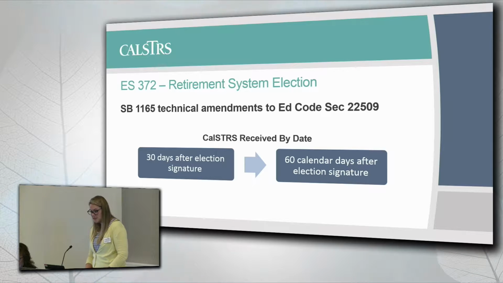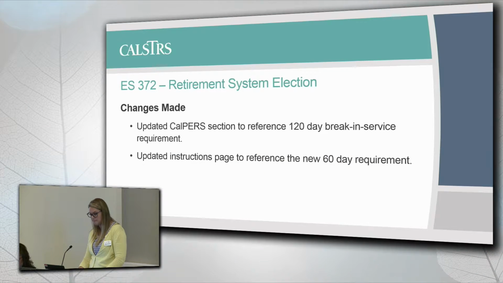So SB 1165, that was our housekeeping bill this last year, did make some amendments to Education Code 22509. That's the section dealing with the PERS-STRS election. We originally had put into law that CalSTRS must receive the form within 30 days of the election signature, but we had heard that was a little tight for employers to get the form to us in that time frame. So we extended the time frame to 60 days after the election signature date, and that change went into effect as of January 2019.